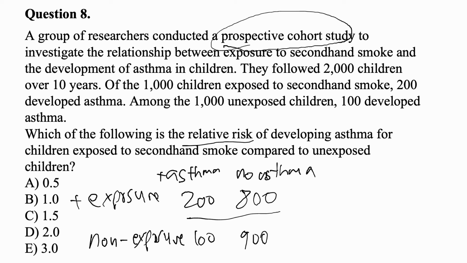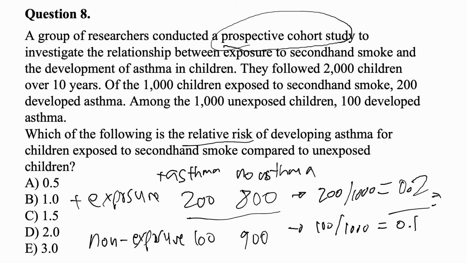So to calculate the relative risk, essentially we just want to take the risk from the exposure and the non-exposure groups and compare them. So the risk for the exposure group would be 200 divided by 1,000, because that's the total number of exposed children, which is equal to 0.2. And then compare that against the risk for the unexposed group, which is 0.1, and then you divide these and you get 2. So the correct answer is D, 2.0.